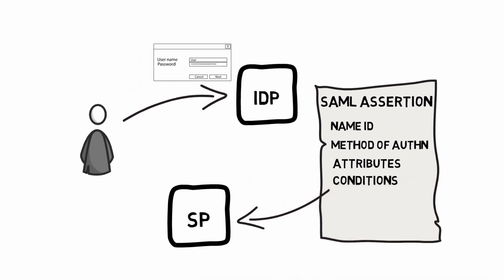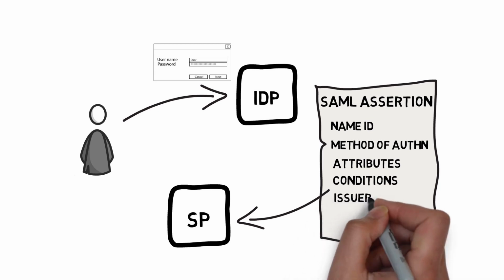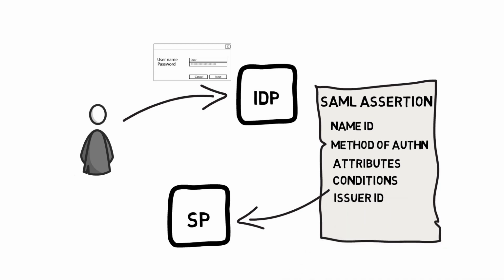We need to specify the conditions for the SAML assertion. Things like the valid time for the assertion, protecting it from replay attacks, as well as to whom this assertion is sent, the intended audience. We also need to identify the issuer of the assertion, so the SP knows who generated this assertion. And lastly, the whole assertion needs to be hashed and signed to provide protection from being tampered with.